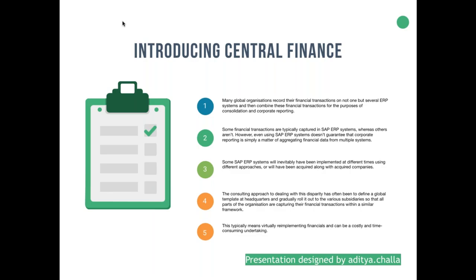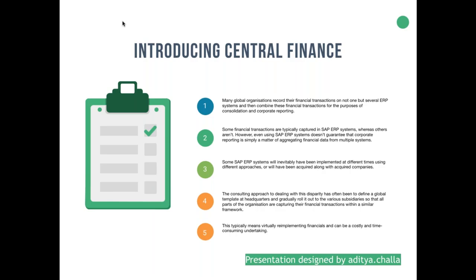So there is no centralized structure. Some financial transactions are typically captured in an ERP system, whereas others are not. However, even using an ERP system does not guarantee that corporate reporting is simple, a matter of aggregating financial data from multiple systems. That means collecting the information from multiple systems is not possible in existing R3. That is what we have struggled with, and in-time reporting is not possible.